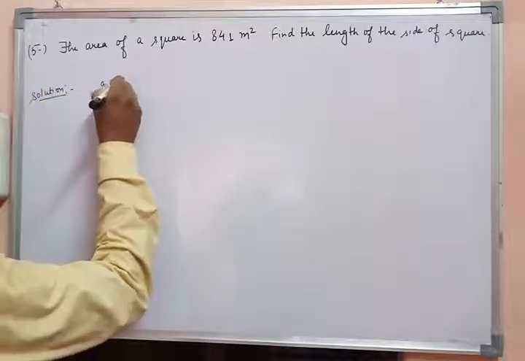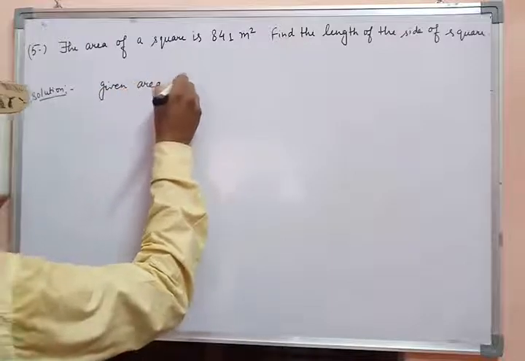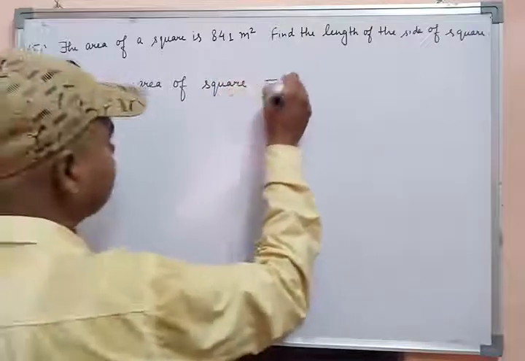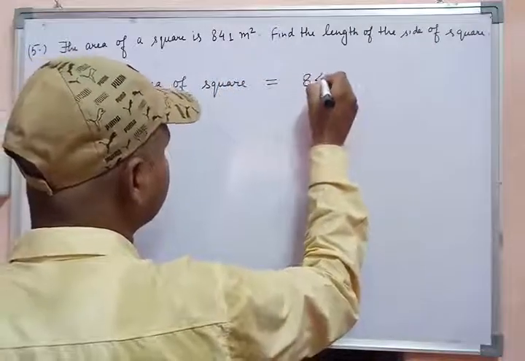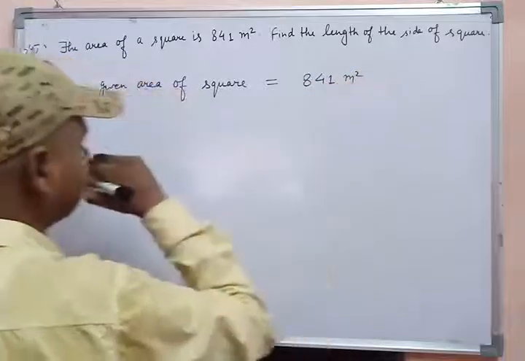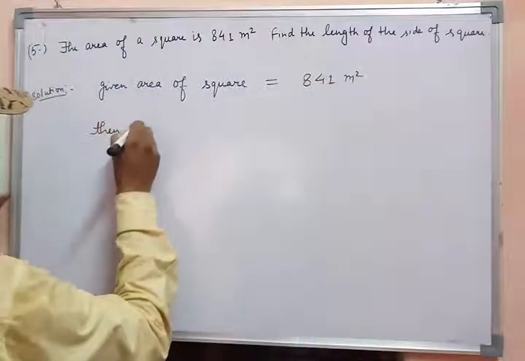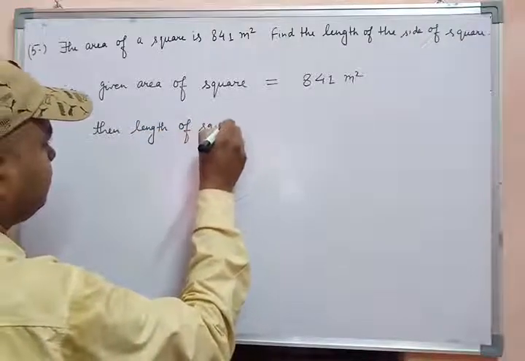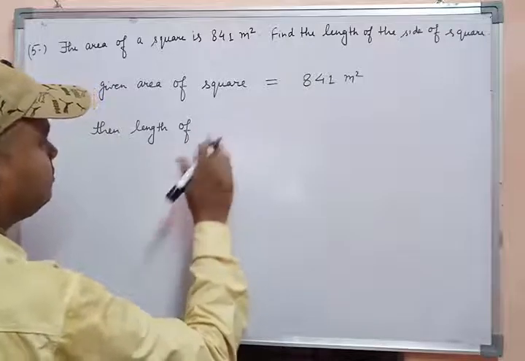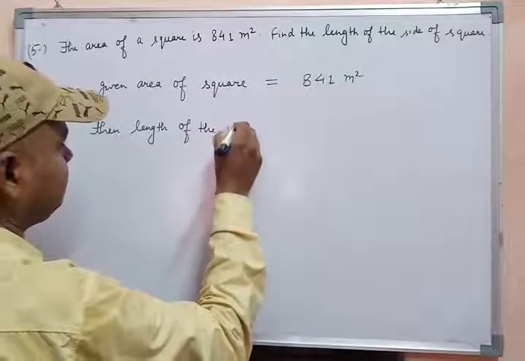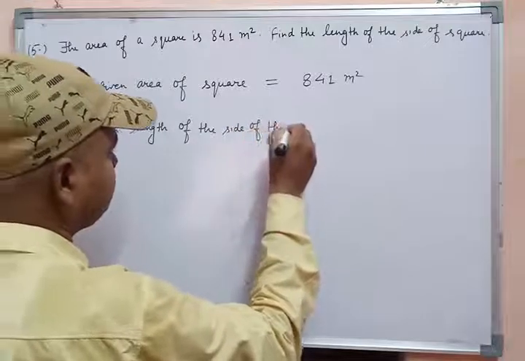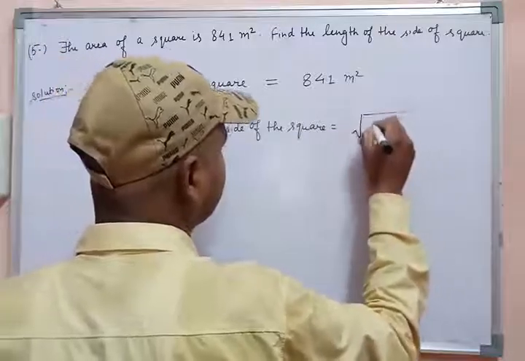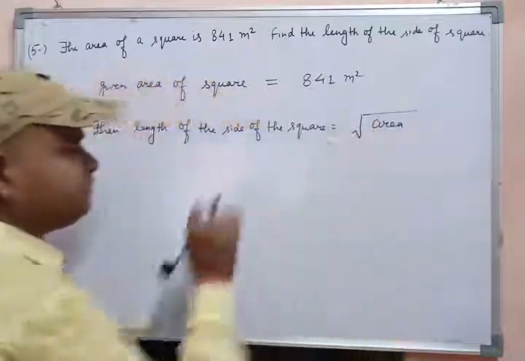Given the area of the square is equal to 841 meter square, then the length of the square is, student, the length of the side of the square is equal to under root area, because this is the formula.